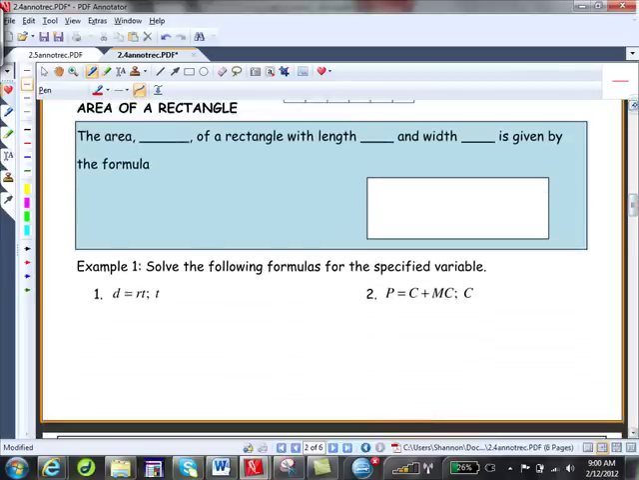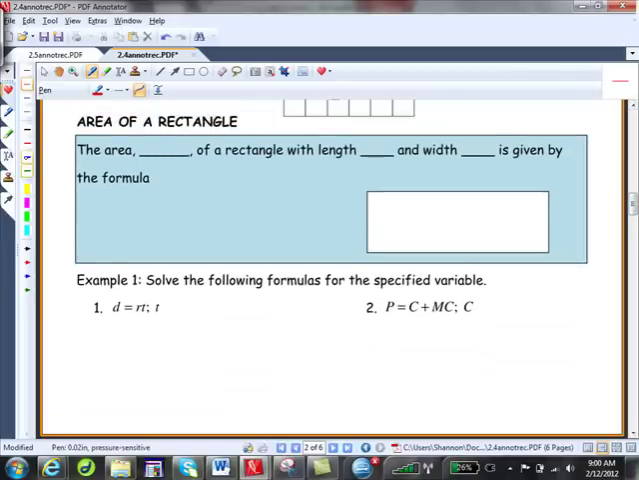All right, so next up, area of a rectangle. The area A of a rectangle with length L and width W, again, L and W, is given by the formula area equals length times width. Okay, so let's take a look at this next step. We're going to solve the following formulas for the specified variable.